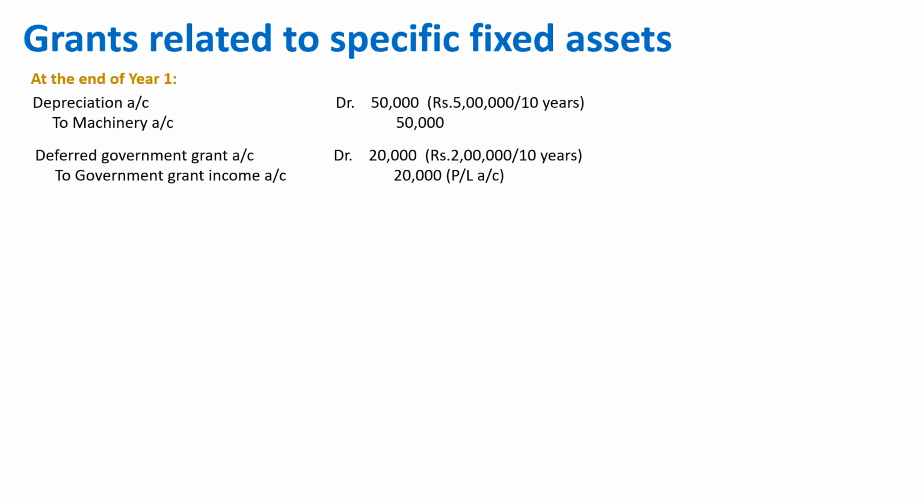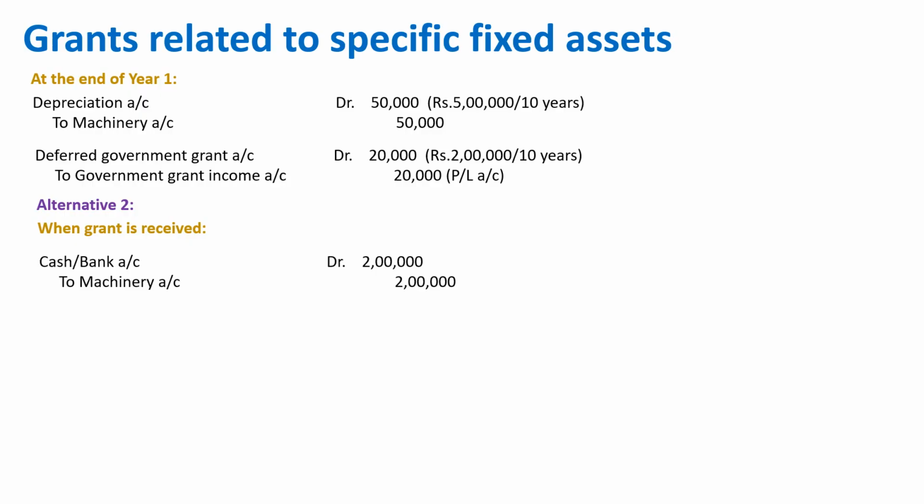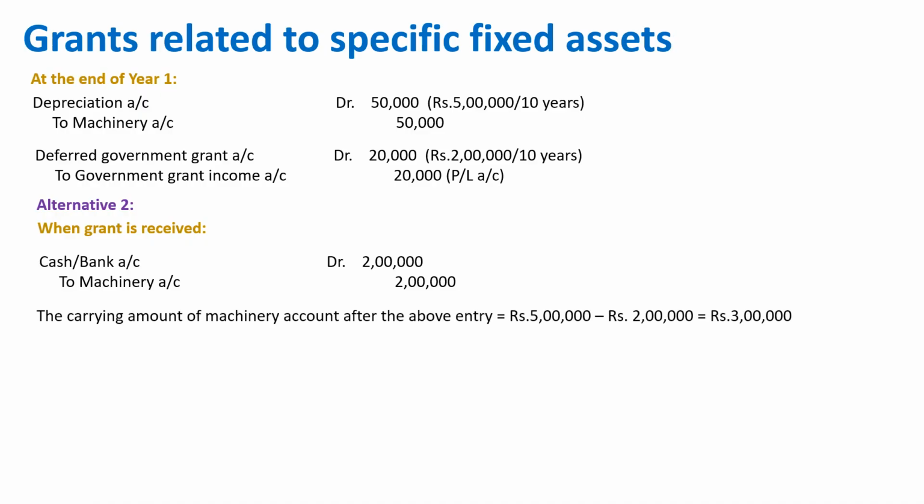Alternative 2. Let's see in alternative 2 how this grant is going to be accounted. When grant is received, in the first case it was bank account debited to deferred income, right? Here in the second alternative, it will directly get adjusted with the cost of the machinery. So cash account debited 2 lakhs to machinery 2 lakhs. Now the carrying amount of the machinery account after the above entry is 5 lakh minus 2 lakh is 3 lakhs, right? So it is reducing the cost on day one itself whenever you receive the grant from the government.